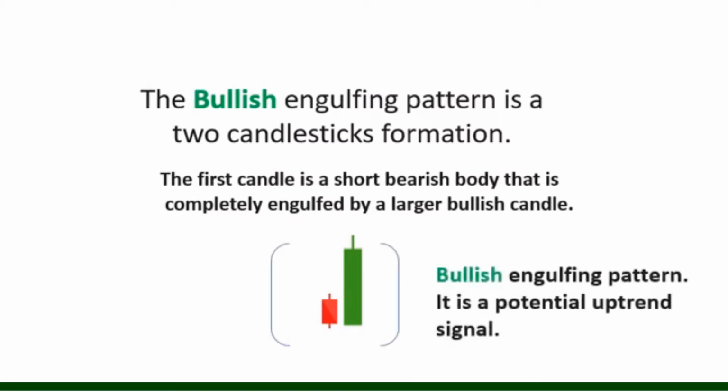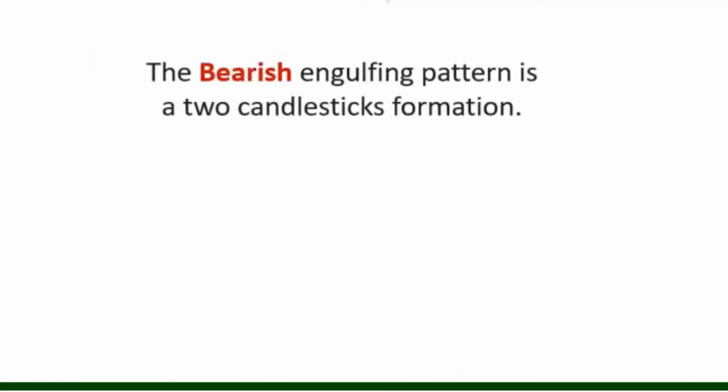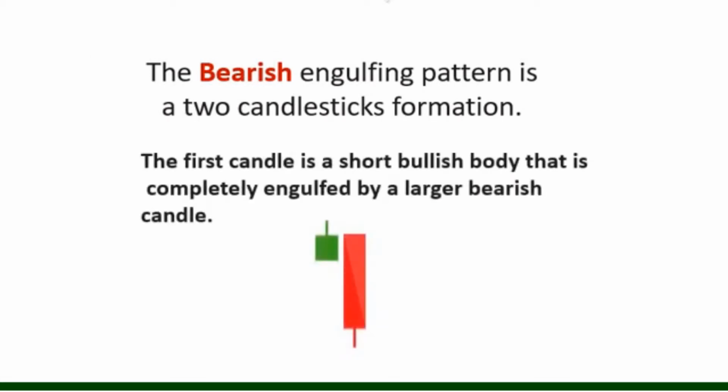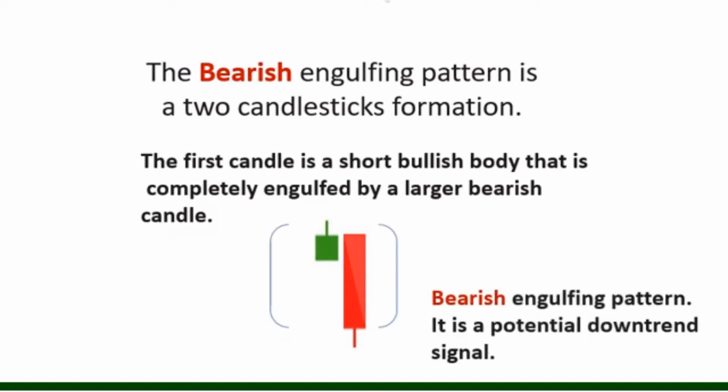The bearish engulfing pattern is made up of two candlesticks. The first candle has a short bullish body that is completely engulfed by a larger bearish candle, indicating a potential downturn signal. Only trade engulfing setups formed at support and resistance levels, as well as trend lines.